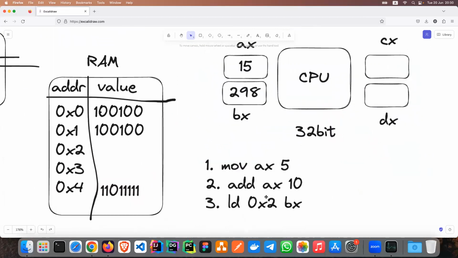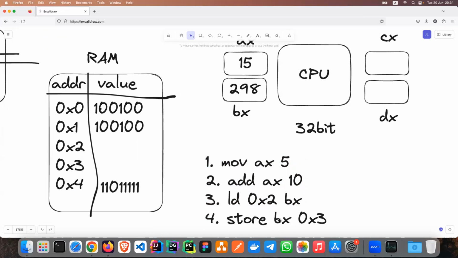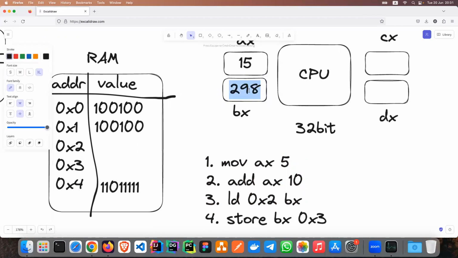When it's done with this data, it will write it back to the RAM. For example, let's say I have calculated something and I want to store it into RAM. I can store it at 0x3, for example: store whatever is in the bx register in this address. When we say it to the CPU, it will come here and write whatever was in this register.